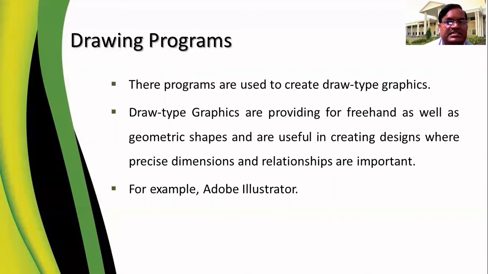Draw type graphics means we are drawing geometric shapes, like creating designs for a rectangle, circle or triangle. And if you want to create a design with precise dimensions and relationships between the graphics, then you have to use drawing programs. For example, for drawing programs, we use Adobe Illustrator. These type of programs are used to draw type graphics.